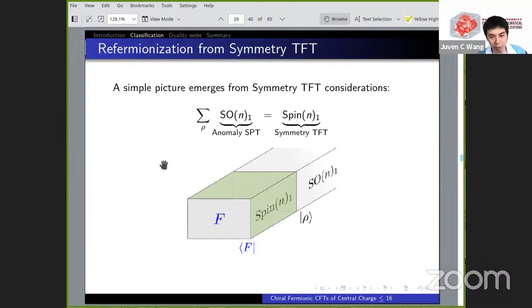So on the left-hand side, you can have a fermionic SPT, with the sum over the spin structure, and then on the right-hand side of the equation, you'll get some bosonic theory.